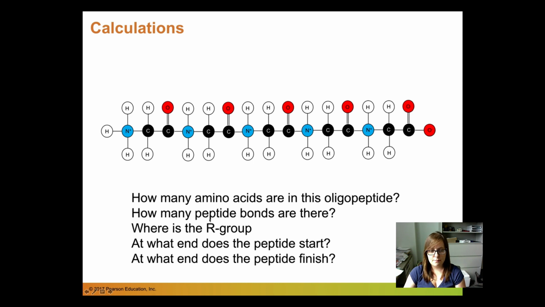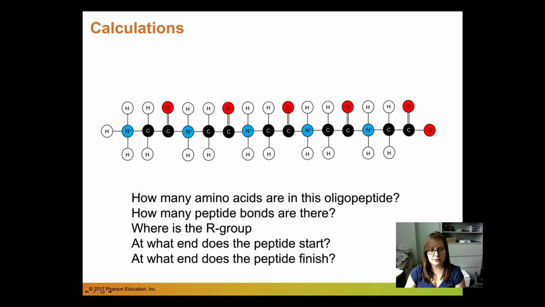How many peptide bonds are there? So the peptide bond is formed between the oxygen, right, that double bonded oxygen, and a nitrogen, right? So when you see these two together, you can count a peptide bond. So 1, 2, 3, 4 peptide bonds. So there should always be one less peptide bond than there are amino acids in a peptide.